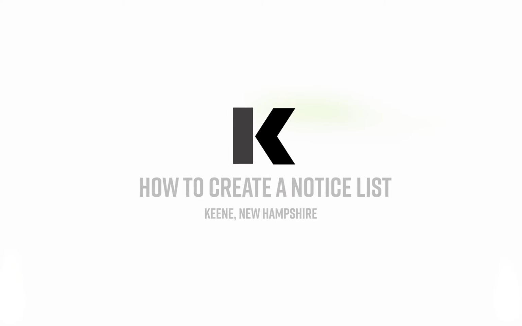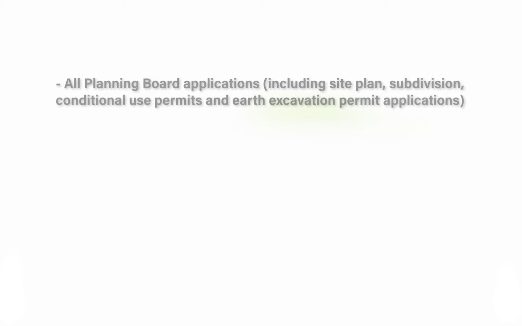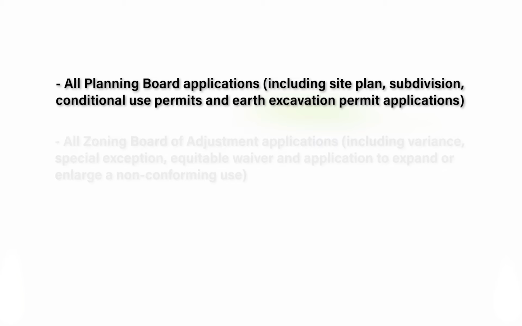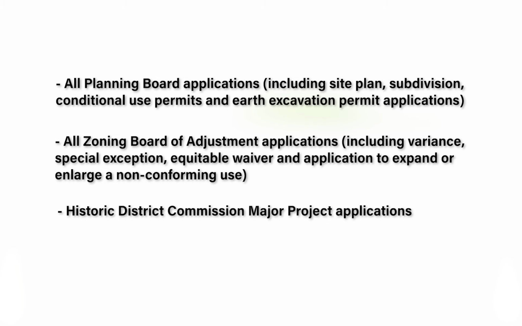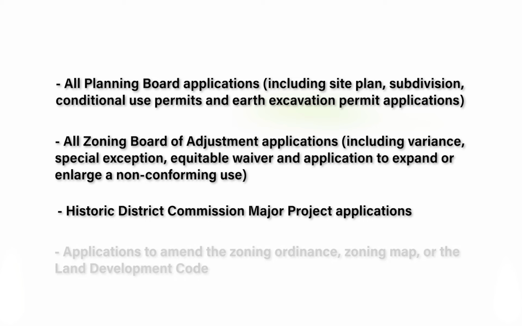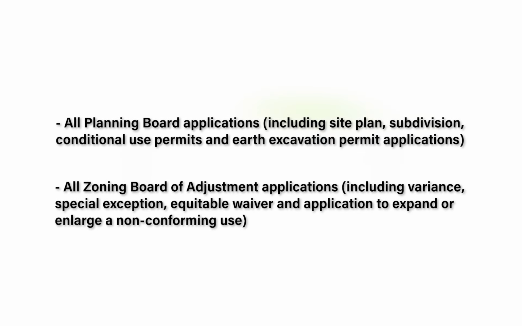This video will provide guidance on how to create a notice list for applications. Several applications require a notice list, including all planning board applications, including site plan, subdivision, conditional use permits, and earth excavation permit applications. All zoning board of adjustment applications, including variance, special exception, equitable waiver, and application to expand or enlarge a non-conforming use, Historic District Commission major project applications, and applications to amend the zoning ordinance, zoning map, or the land development code. The instructions in this video are for planning board and ZBA applications only.